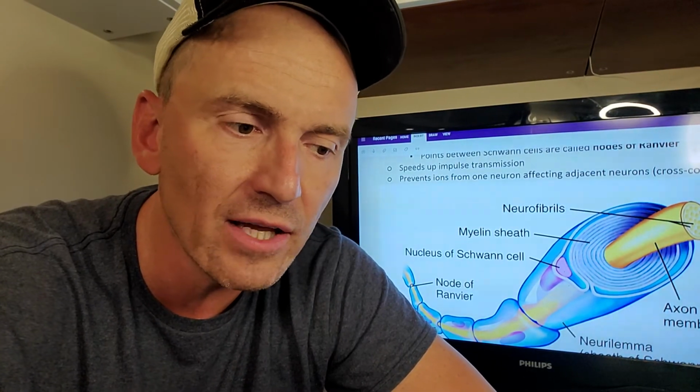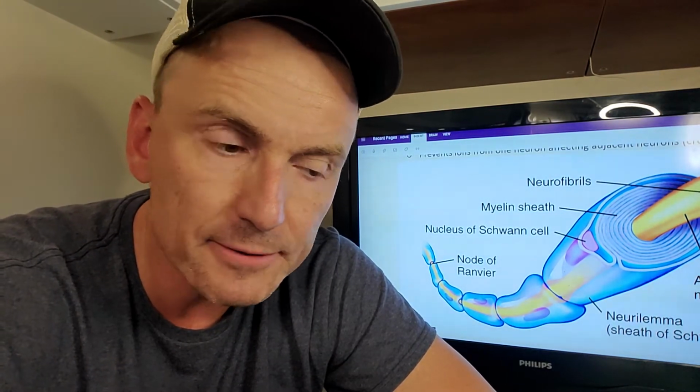insulates the signal. The other thing that it does is, the impulses travel along the cell membrane and they skip the Schwann cells. Where the Schwann cells meet, it's called a node of Ranvier.